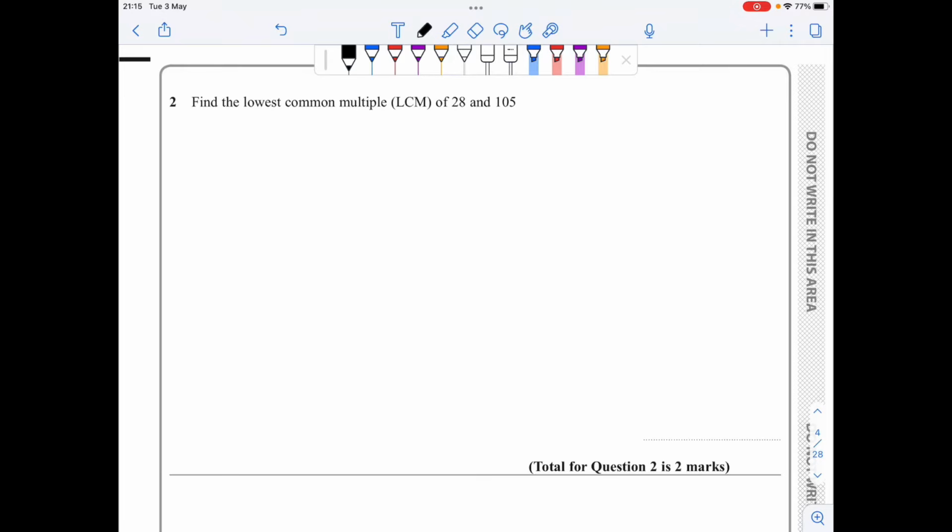For question 2, I'll start by writing these numbers as product of prime numbers. So for 28, I'll divide by 2, quotient 14, again by 2, I have a 7, and then 7, 1. So 28 equals 2 squared times 7 to the power of 1.